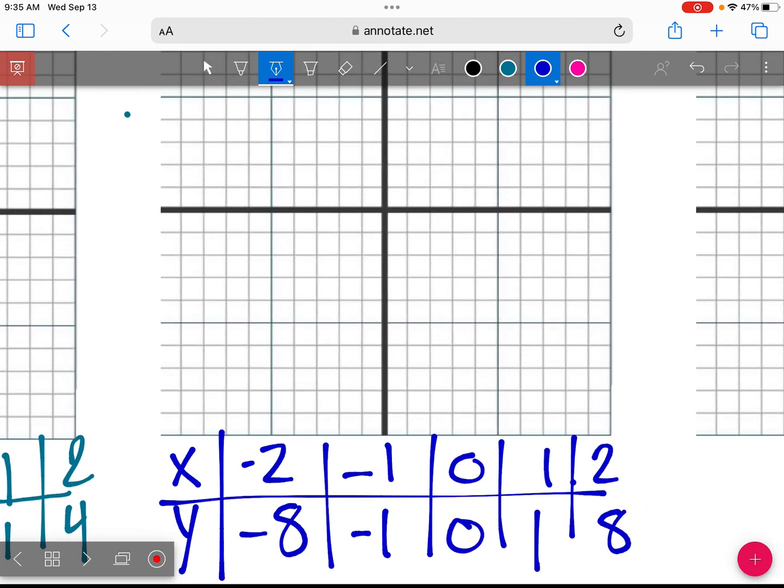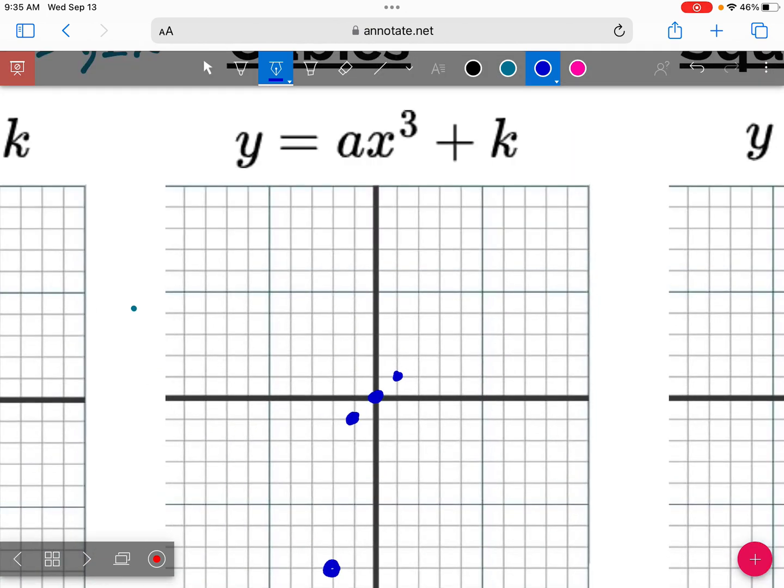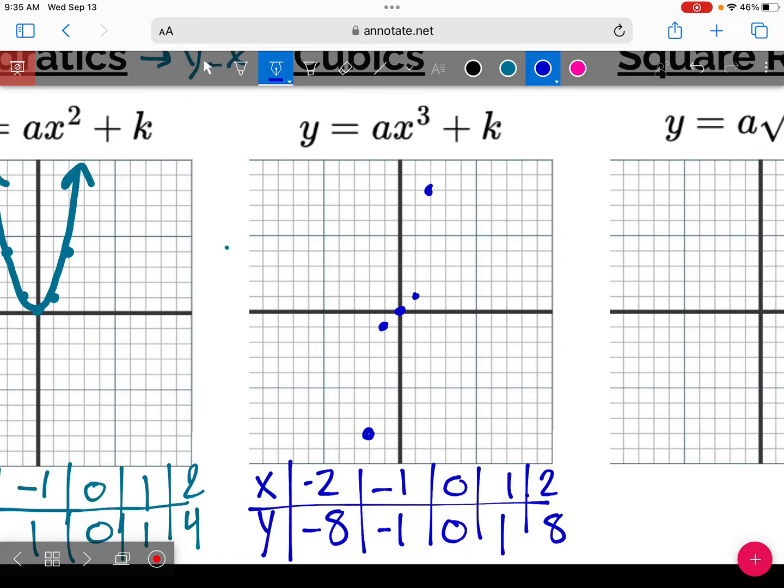Because -2 times -2 times -2. So cubed. 1, 2, 3, 4, 5, 6, 7, 8. It's way down here. This, like this, like this. Like that. It's kind of S-shaped. Our basic cubic kind of looks like that. It's been a minute though, right? It's okay. That's why we're going through it, so we can remember it.